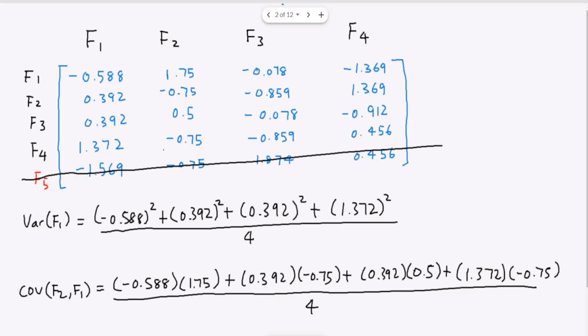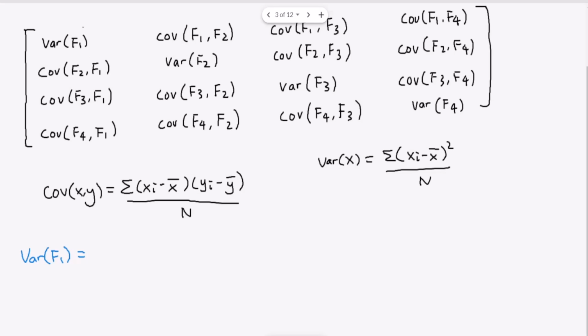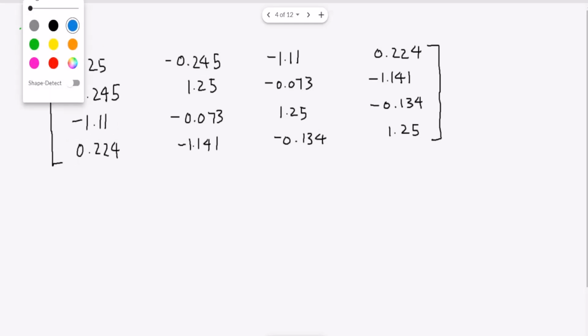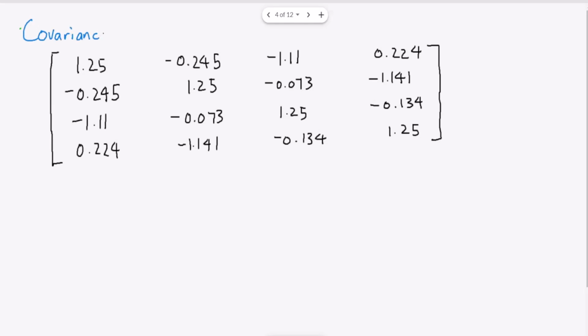Okay, and well, if we take these values that we calculated, the first two values should be 1.25 and negative 0.245 respectively. And if we do that for all the other values, then we're going to get this matrix. So this right here is going to be our covariance matrix. This is our covariance matrix.